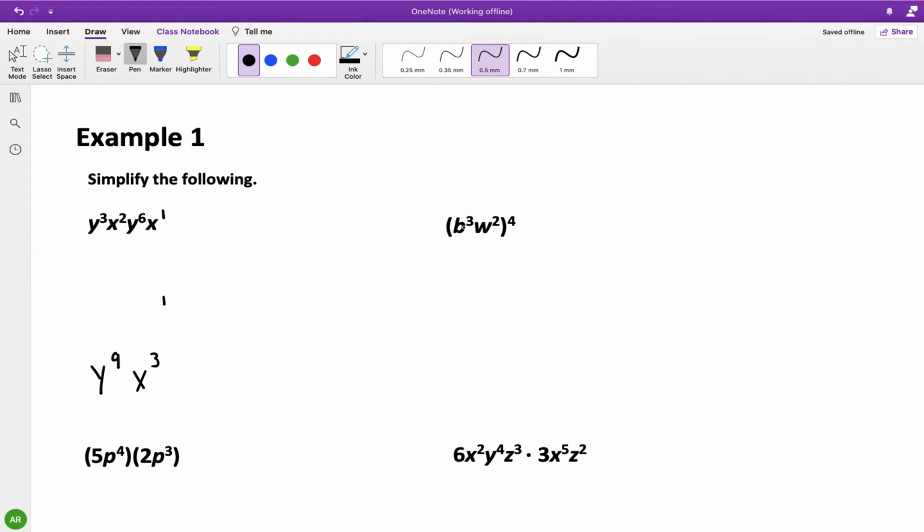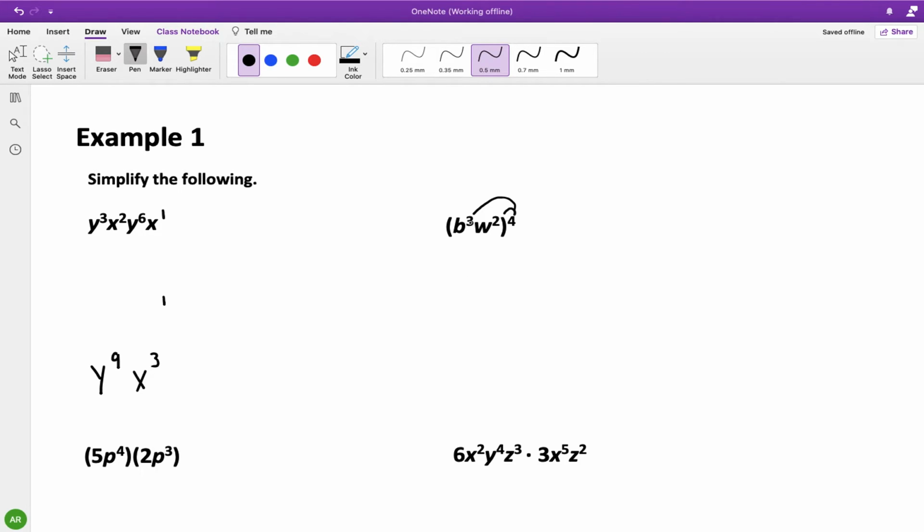In this case, the b does and the w does as well. So what we're doing here is we're going to multiply both of those by the 4 on the outside. Remember that what this really means is we have b cubed w squared 4 times. So instead of writing it out 4 times and then adding those exponents up, we can do this a little bit quicker by just simply multiplying the exponent on the outside by the exponents on the inside.